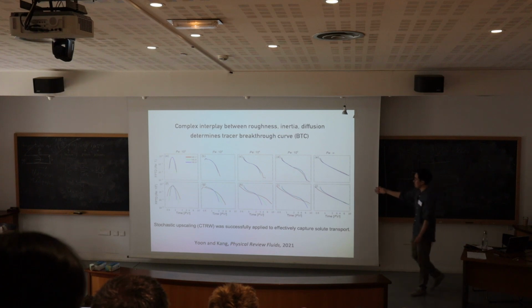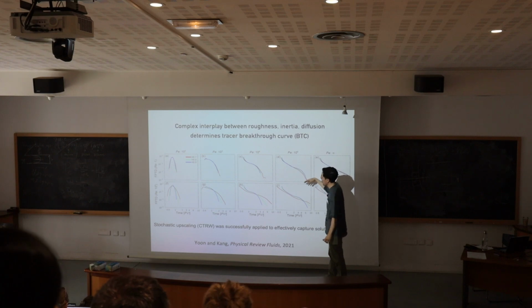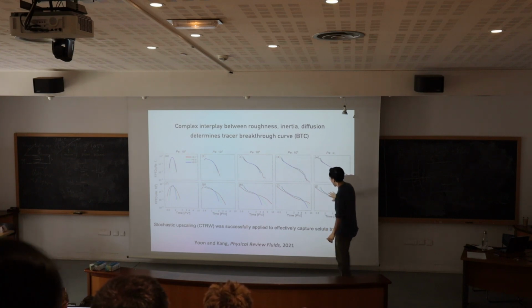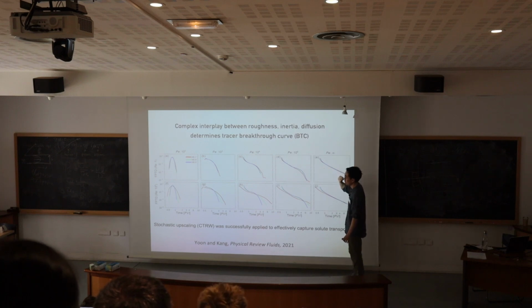Okay, so obviously what we've done is we vary Peclet number, roughness, and Reynolds number. I will not get into it, but the idea is to understand how the anomalous behavior, the strong tailing, emerges as a combination of Peclet, Reynolds, and roughness. And I would say that we have better understanding of the process.